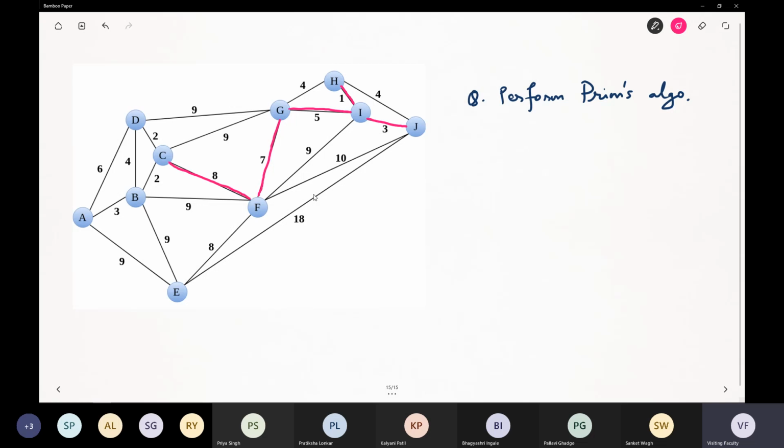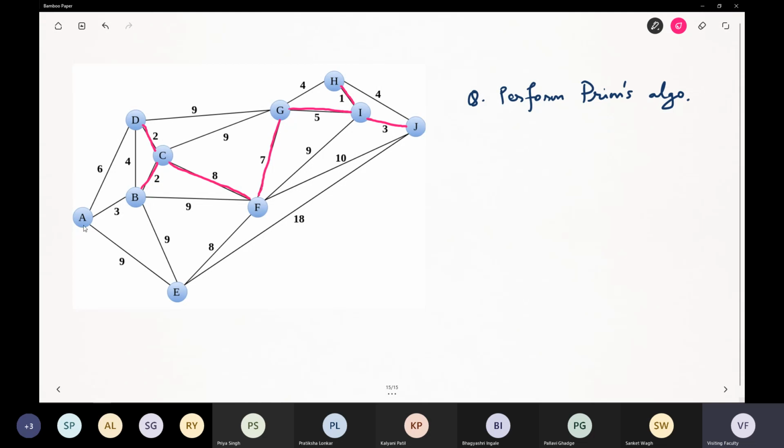Now if you look at the remaining ones, a minimum choice that you can pick is BC with weight 2. It's as small as possible. Okay, let's do that. From the remaining ones now, again you can pick DC with weight 2. So let's do that also. Okay. Now, from the remaining, how many vertices are remaining? Only A and E are remaining to be covered. All other vertices have been chosen.